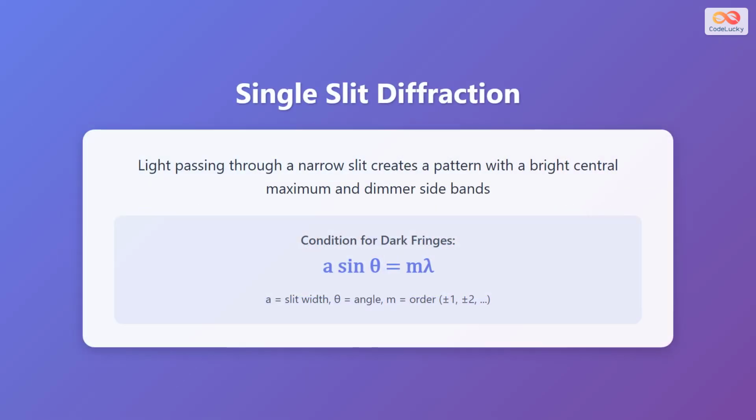Let's look at one of the most important examples, single-slit diffraction. When light passes through a narrow slit, it creates a characteristic pattern with a bright central maximum in the middle and dimmer bands on either side. The condition for dark fringes in this pattern is given by the equation a sin θ = mλ, where a is the slit width, θ is the angle from the center, m is the order number which can be ±1, ±2, and so on, and λ is the wavelength of light. This equation helps us predict exactly where the dark bands will appear in the diffraction pattern.